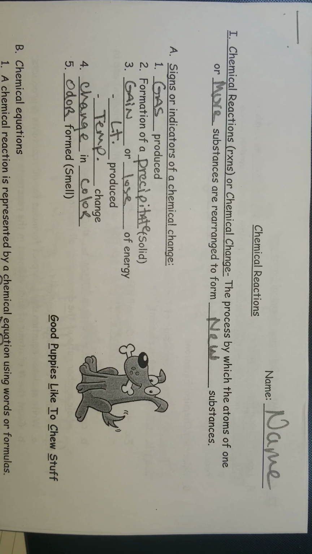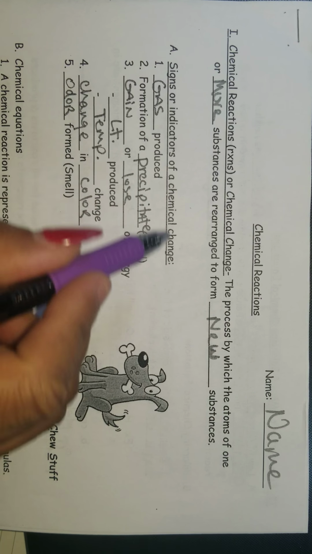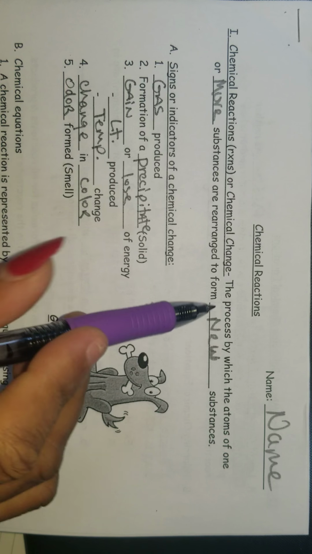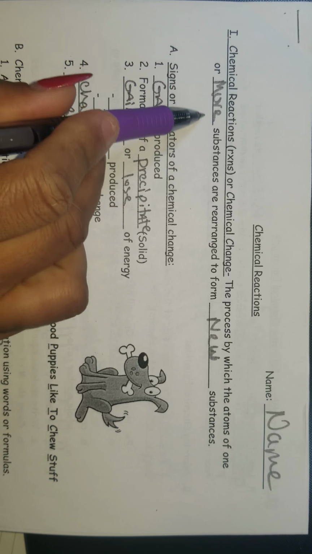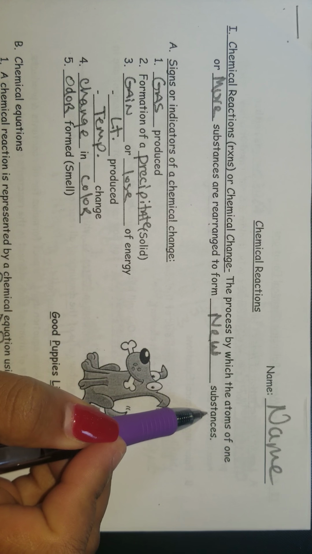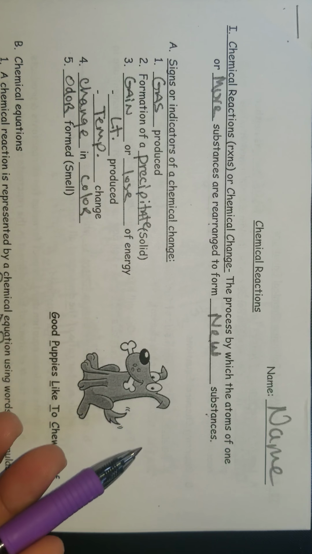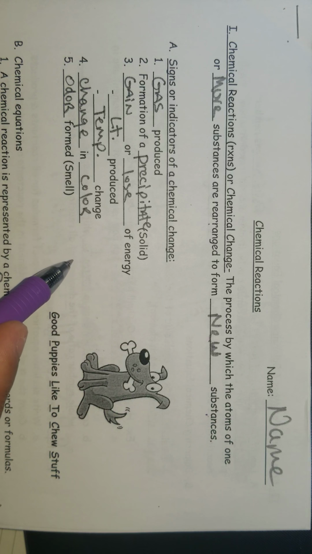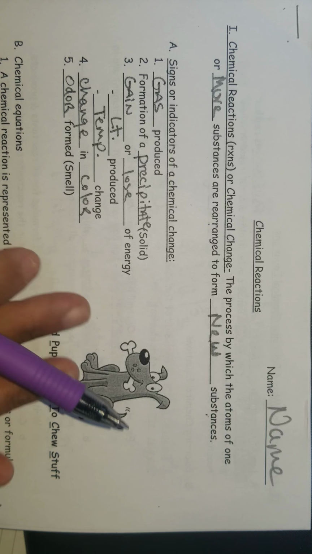So it says here that chemical reactions, or chemical changes, are the process by which atoms of one or more substances are going to be rearranged, and when they rearrange, they're going to form a new substance. So the atoms are actually going to break apart and join back together with different atoms.